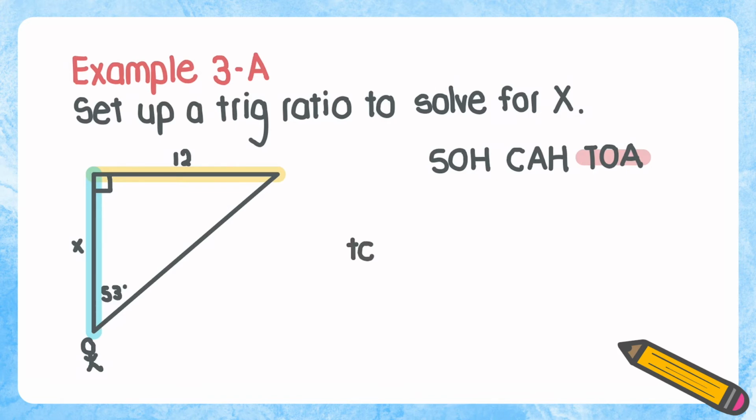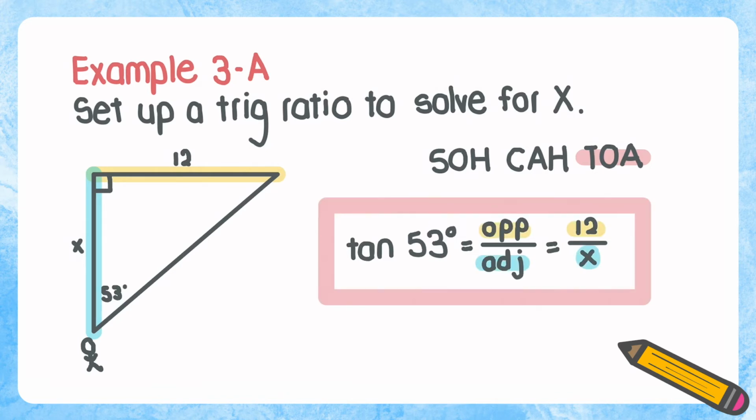So I can set up a ratio, the tangent of 53 degrees equals the opposite side over the adjacent side, which is 12, the opposite side, over x, the adjacent side. Notice here, we're using a different trig function from the earlier examples. We're using the tangent function since we're working with the opposite side and the adjacent side.